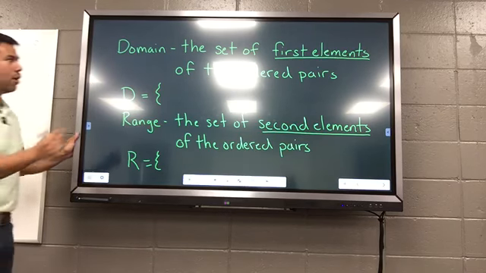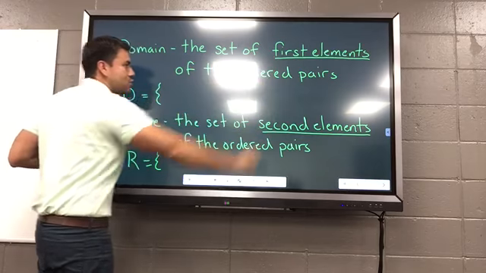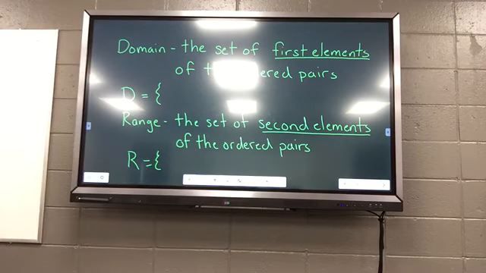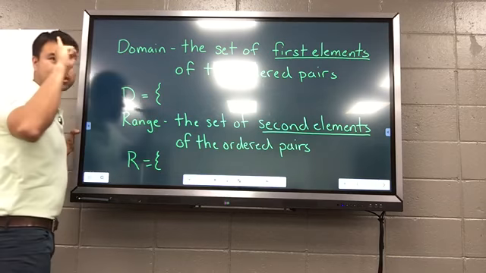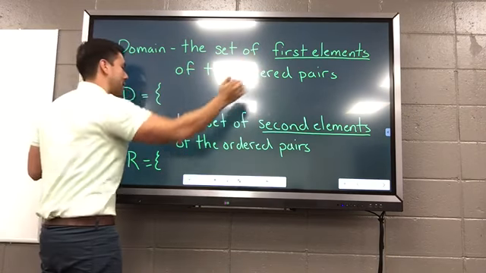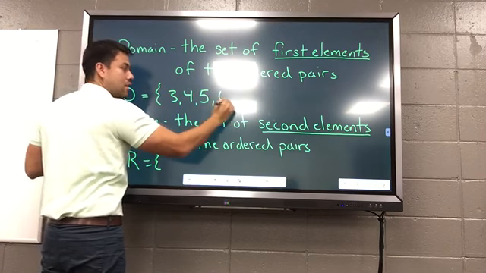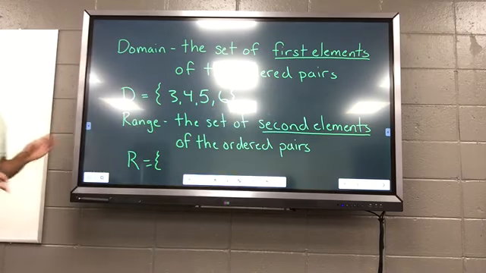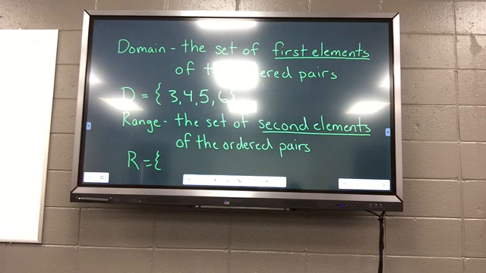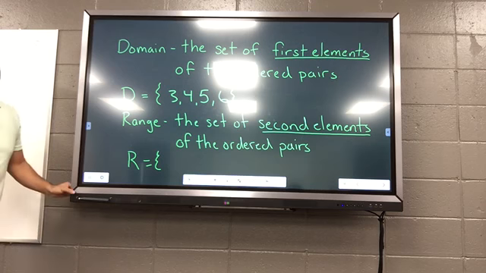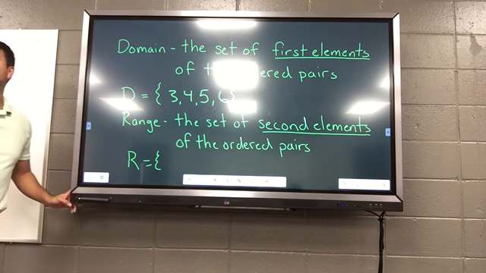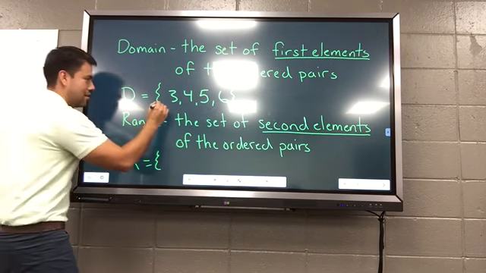Just a little encouragement. All right, what are the first elements of those ordered pairs in that previous screen? Yes, Chelsea. 3, 4, 5, 6. Awesome. That's your domain. In this case, it's just 3, 4, 5, 6. That's the set of first elements. Now, how do I know we're talking about a set?